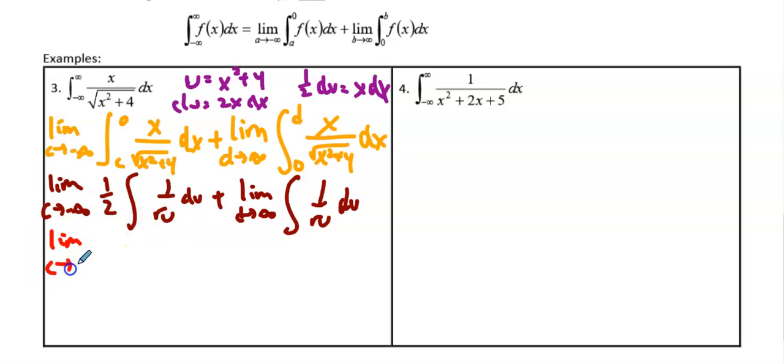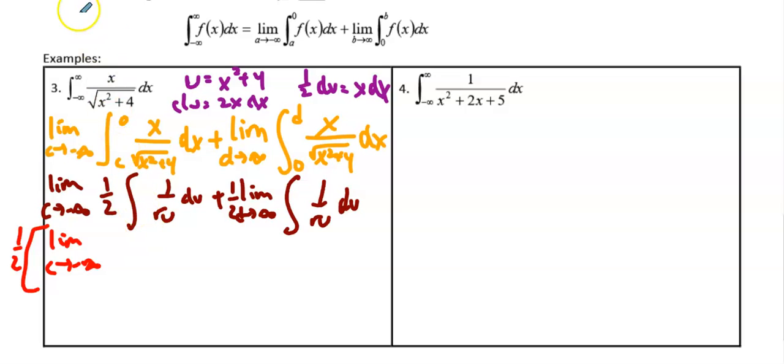So the limit as c approaches negative infinity. Oh, and I really just realized one thing about this. I did forget about the 1/2 here as well. So let me go ahead and put that 1/2 in there, because I'm going to go ahead and pull out the 1/2 for all of this. So the 1/2 comes out for both of those.